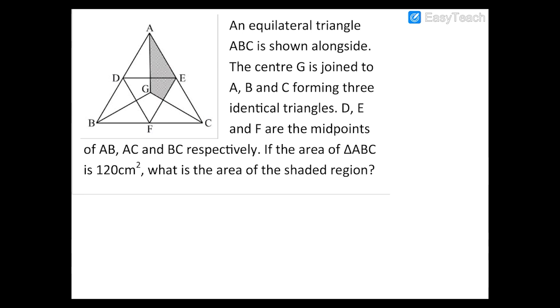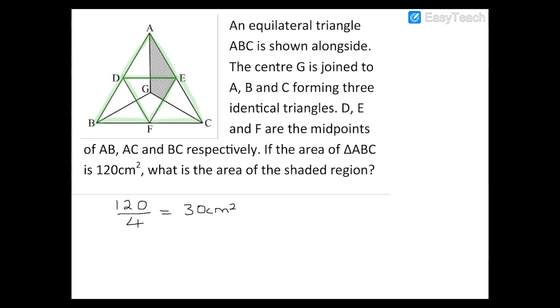Okay, so now first of all, let's look at these 4 triangles that I'm going to highlight in green. All those 4 triangles are congruent, or they are exactly the same. Now we know that the total area of ABC is 120. So if we take 120 divided by 4, we get 30 square centimeters. So that's the area of each of these triangles.